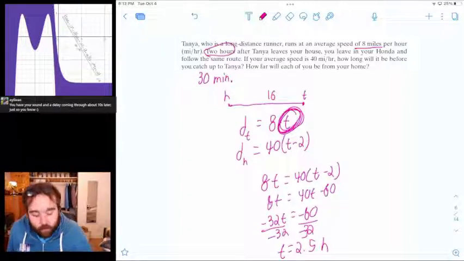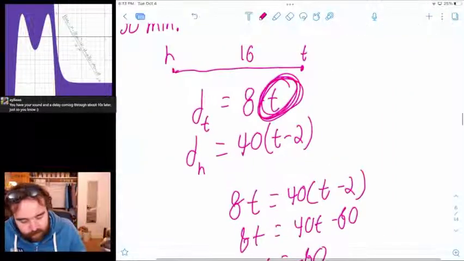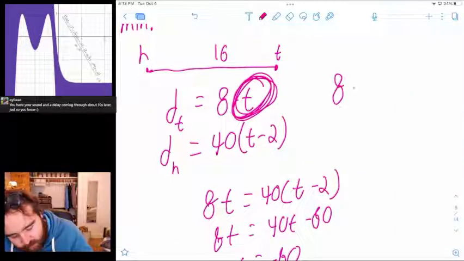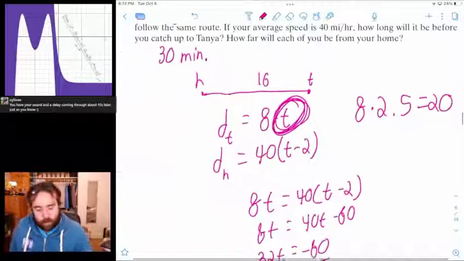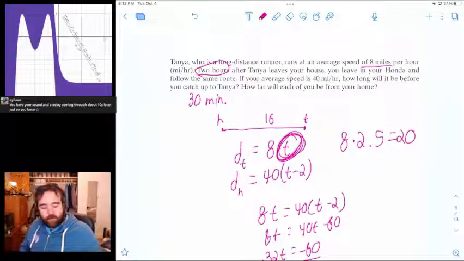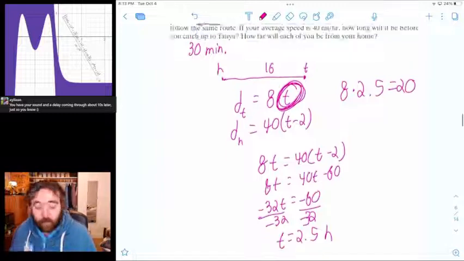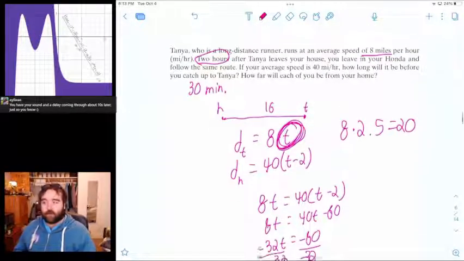And then how far will each of you be from your house? Well, we kind of just have to plug it in. Do the easy equation, 8 times 2.5, so that's 20. We'll be 20 miles away from the house. And that's all there is to it. So see how we just had to look at the situation, write some equations for it, and then we can solve them and get our answer.